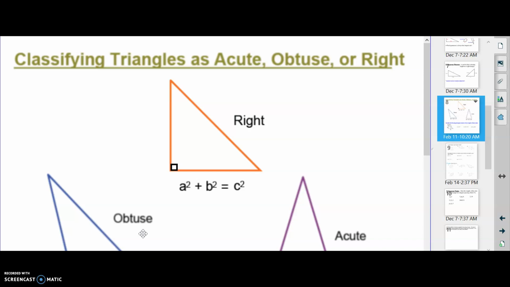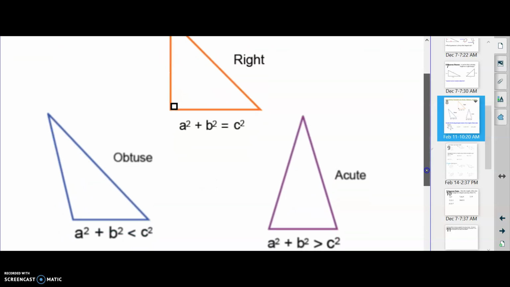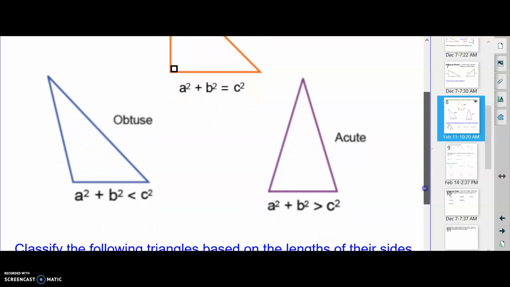All right, so we learned in 9.2 that a triangle is a right triangle if it follows the Pythagorean theorem, so if a squared plus b squared equals c squared. Well, what if it does not turn out to be equal? Then it's going to be an acute or an obtuse triangle. Let's take a look at what makes something obtuse or acute.